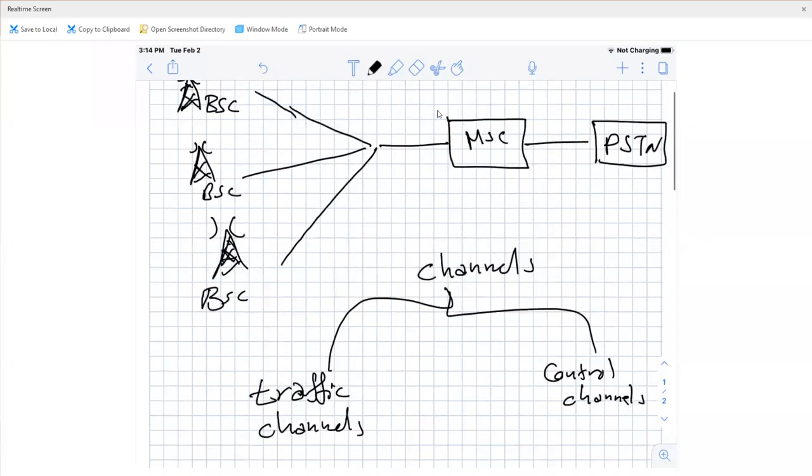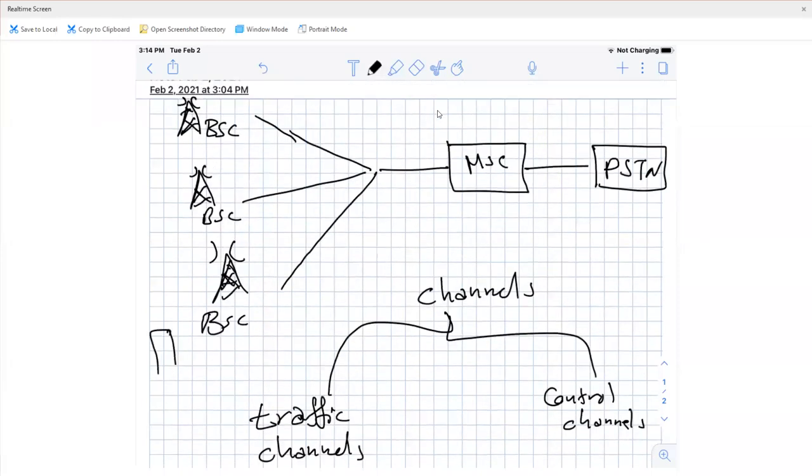Of course, again, the communication, for example, between mobile and base station, we have two lines, okay? First one will be uplink, and we have the downlink, and forward and reverse channel. Of course, the communication channel from the base station to the mobile is called forward control channel, okay? And the communication from the mobile station to the base station will be what? Reverse control channel.